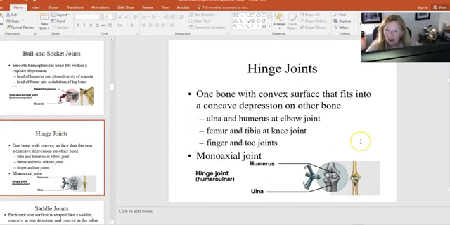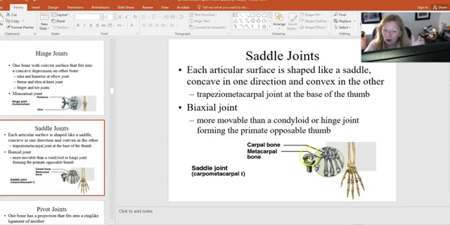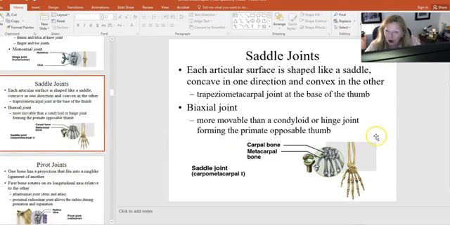A hinge joint is just like the hinge on a door opening, a hinge on a cabinet. It's monoaxial, meaning one axis, so it's just like a hinge. Saddle: where we find a saddle joint is at the thumb. We have opposable thumbs, so we can take our thumb and touch it to the pads of our other fingers, and that helps us to be able to pick things up. And actually, we know primates have an opposable thumb, don't we?